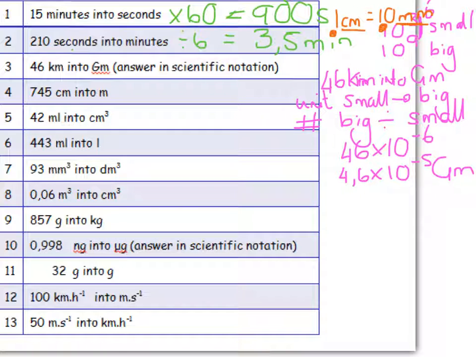Right, if I'm doing something as simple as going from centimeters into meters, you really should know that that is a divide by 100, and you land up with 7,45 meters. So what did I do to do that? I just divided by 100.